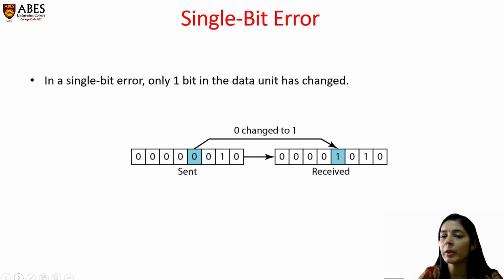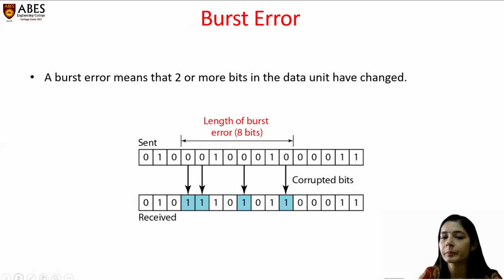So if only one bit in the data unit has changed during the transmission, the error is called a single bit error. But in a burst error, if two or more bits are corrupted, then the error is called a burst error. In this case, we can calculate the length of the burst error as well. The length of a burst error is the measurement from the first corrupted bit to the last corrupted bit.